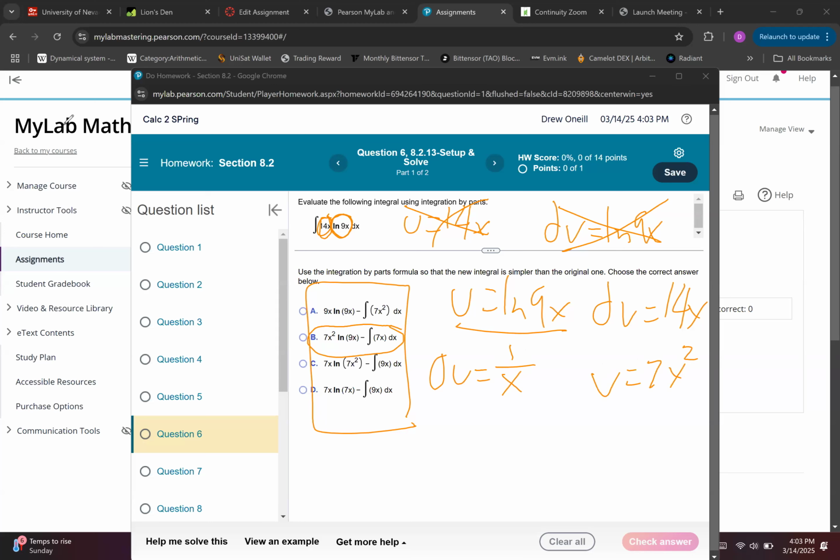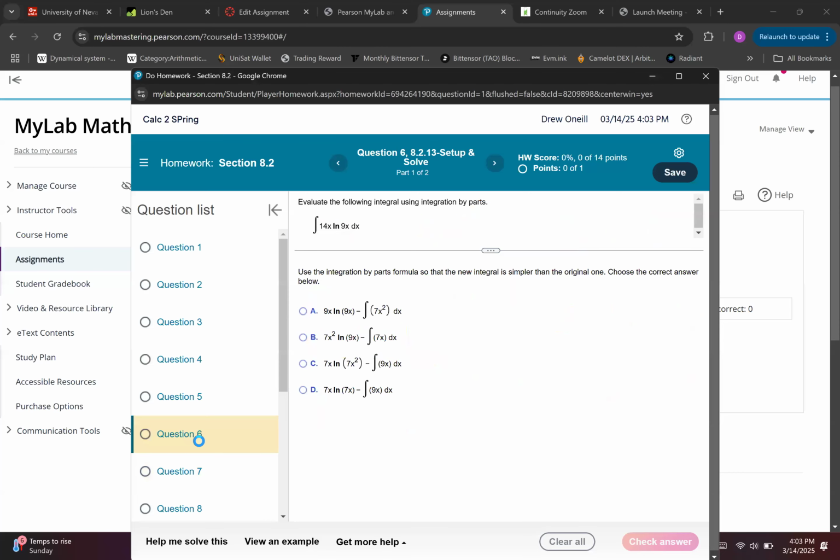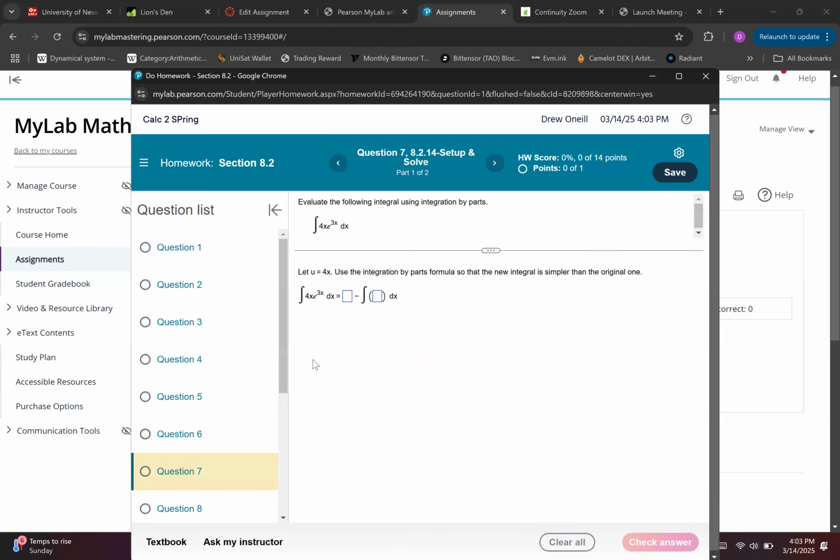Again, I'm just setting these up for you. There is work left to do on these, but I want to go through each homework question so you can see. Now we don't have an ln here, so we're back to using this is dv and this is u. So u would be 4x, dv is e to the 3x, then you make the box, and that's all they're asking here, to fill in that part.